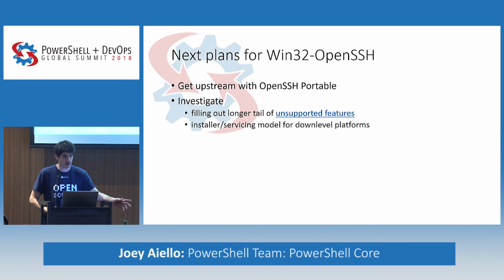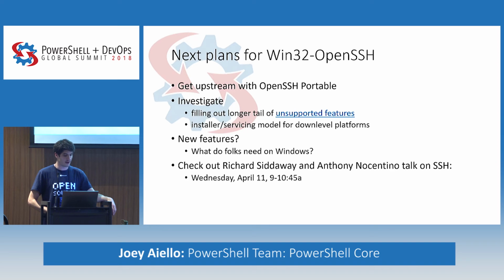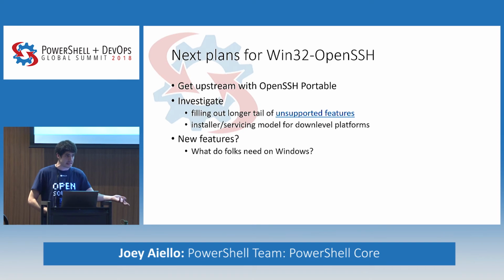There's a couple of weird esoteric SSHD config keys that don't work today. I saw the other day, SFTP chrooting doesn't work right now. So some of this stuff we're starting to fill in over time. We need this servicing model for down-level platforms. Do any of you have features that you need absolutely on Windows SSH?